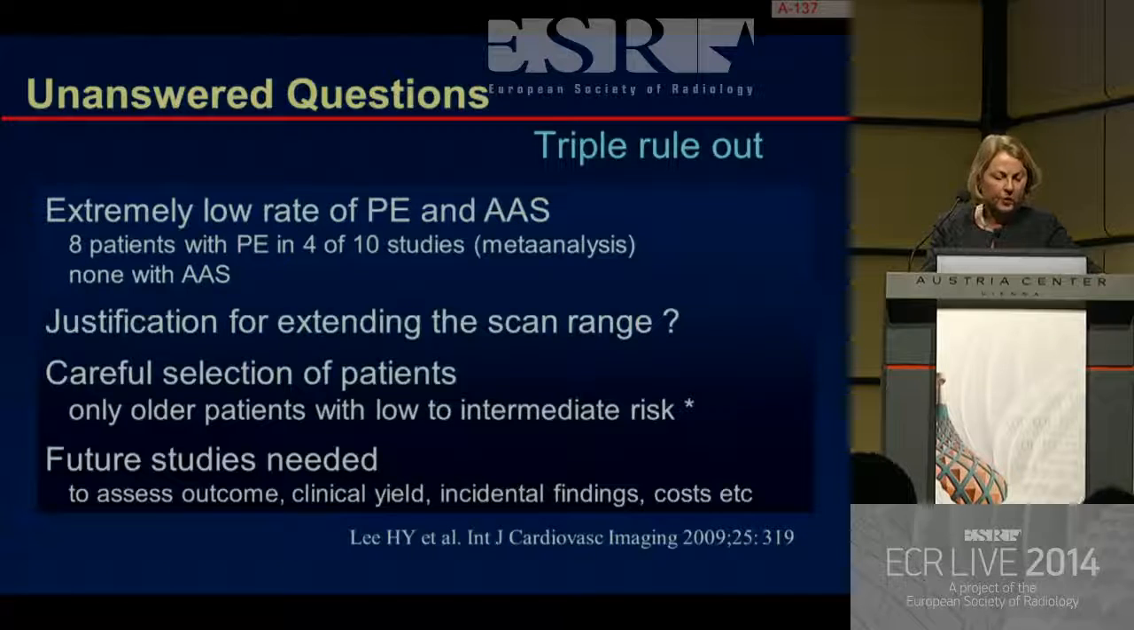contrast medium volume injection, it has to be asked critically that in these studies there was an extremely low rate of pulmonary embolism and acute aortic syndromes. In this meta-analysis, 8 patients with PE in 4 out of 10 studies and none with acute aortic syndrome. So we have to ask ourselves a little bit, do I really need that? Is this enough justification for extending the scan range and using more dose and more contrast volume?